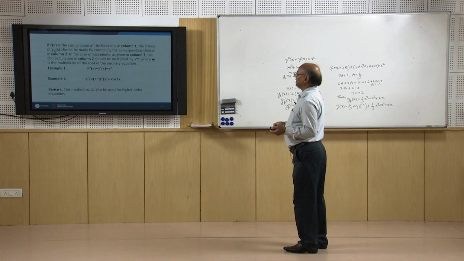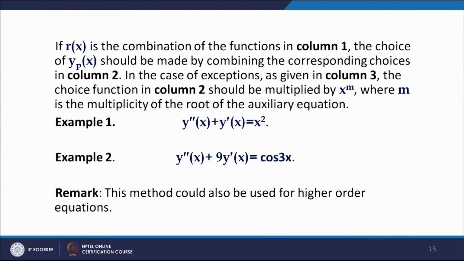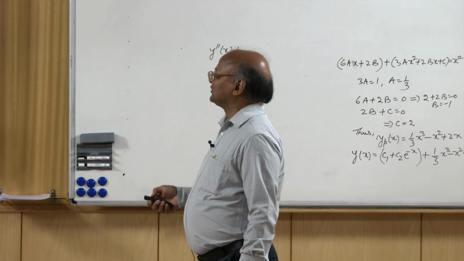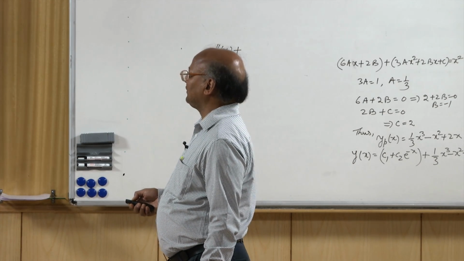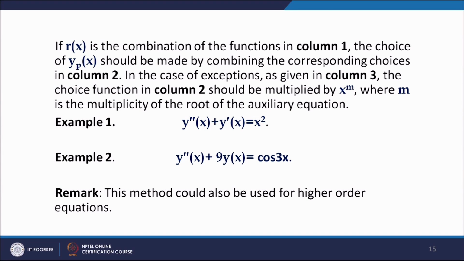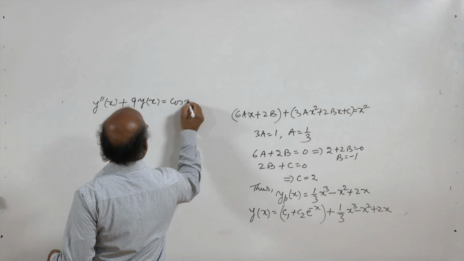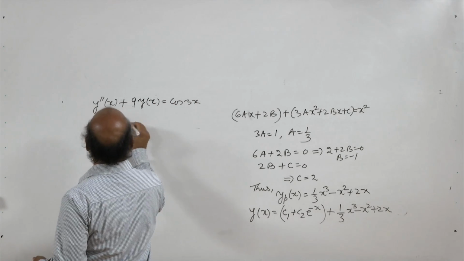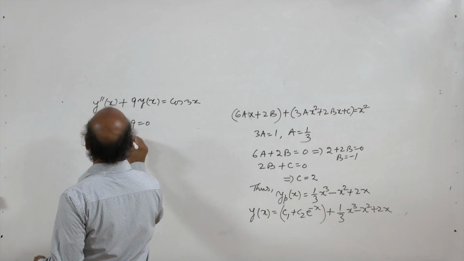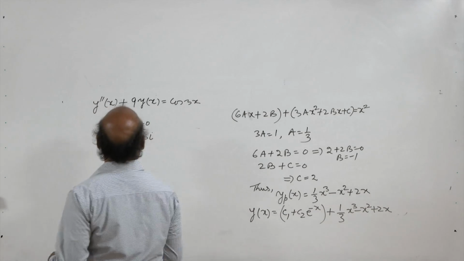We can have one more example, y double dash x plus 9 y dash x equal to cos 3x, which will take care of the other exceptional case where the term is not a root of the auxiliary equation. So let us discuss now another example, y double dash x plus 9 y(x) equal to cos 3x. In this case, we have the auxiliary equation as m square plus 9 equal to 0, so m equal to plus minus 3i.